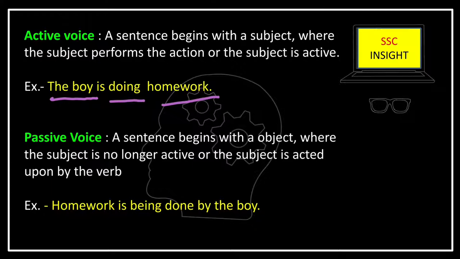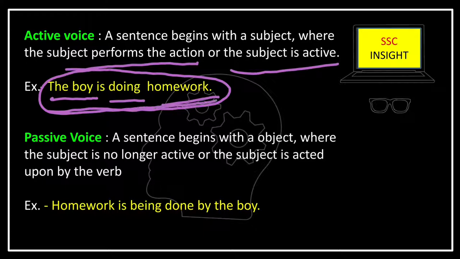So, now we will come to the voice part. The voice is divided in two parts, that is active voice and passive voice. Now, what is active voice and passive voice? In case of active voice, the subject is active. Like this sentence, which is in active voice, the sentence will begin with a subject, where the subject performs the action or the subject is active. Like here, the boy is doing homework. This sentence is focusing on the boy. The boy is doing homework.